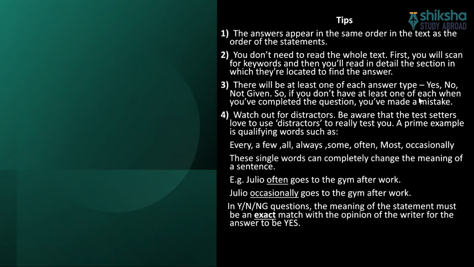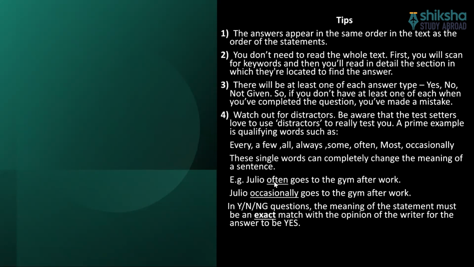So if you don't have at least one of each when you've completed the question, that means you've made a mistake. Again, this is the same tip which we read in the true, false, not given. Fourth tip is watch out for distractors. Again, the same. Be aware that the test takers love to use distractors to really test you. A prime example is qualifying words. Again, we know the qualifying words, so I'm not reading it again. These single words can completely change the meaning of a sentence. This also we know, right?